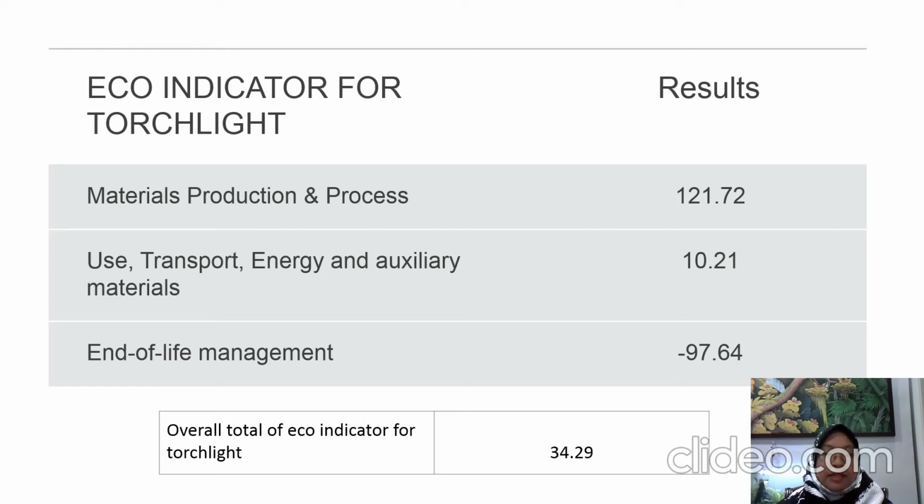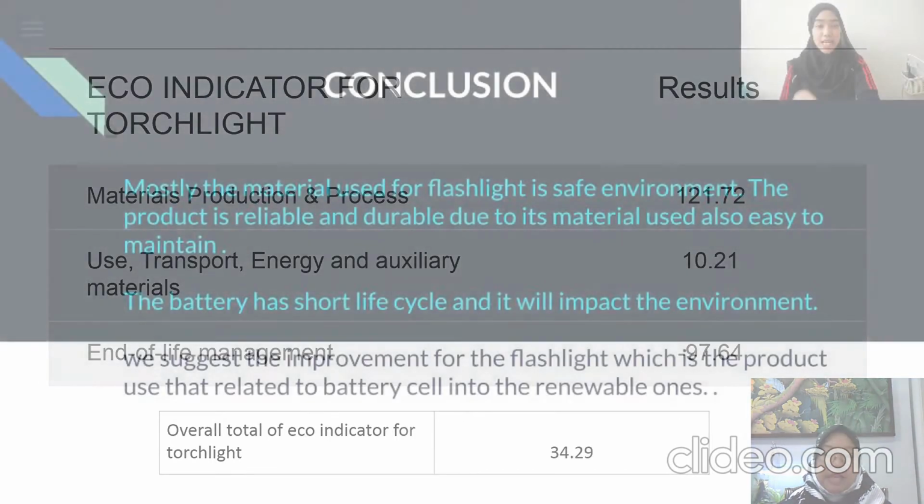The output for this third section is negative 97.64, which indicates very good, as the materials were recycled and processed to be resources for another product. Hence, the materials of the torchlight are circulating in a continuous way.